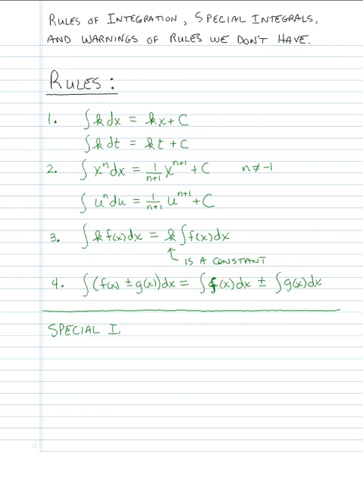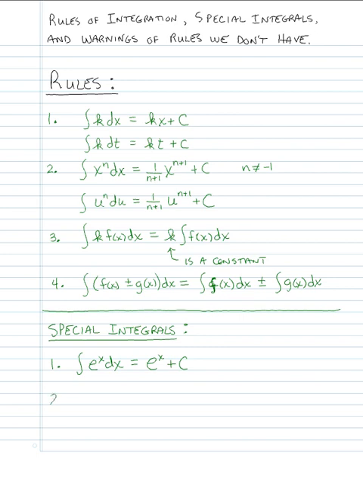We had two special integrals. One is the integral of e to the x with respect to x, or it could be the integral of e to the t with respect to t, and so on. But that is just e to the x plus a constant of integration, because the derivative of e to the x is e to the x.